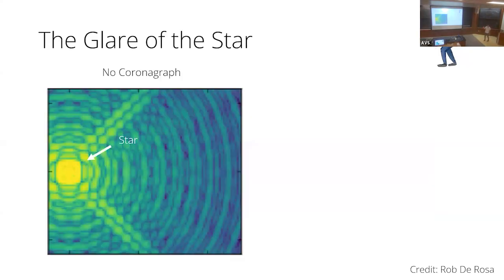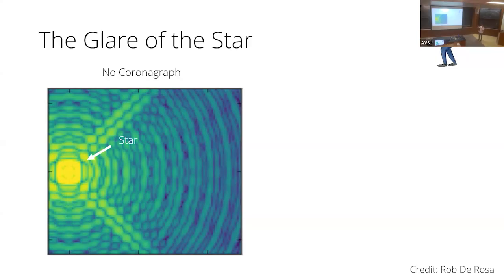The glare of the star, because of the fundamental wave-like nature of light and the fact that it diffracts, also makes it equally impossible to image an exoplanet. So this is an optical simulation assuming zero atmospheric turbulence. There are perfect wavefronts imaged with an 8-meter telescope. And it's a simulation with both a planet and a star in the image. But you can't see the planet at all. It's hiding underneath the diffraction rings created by the host star.